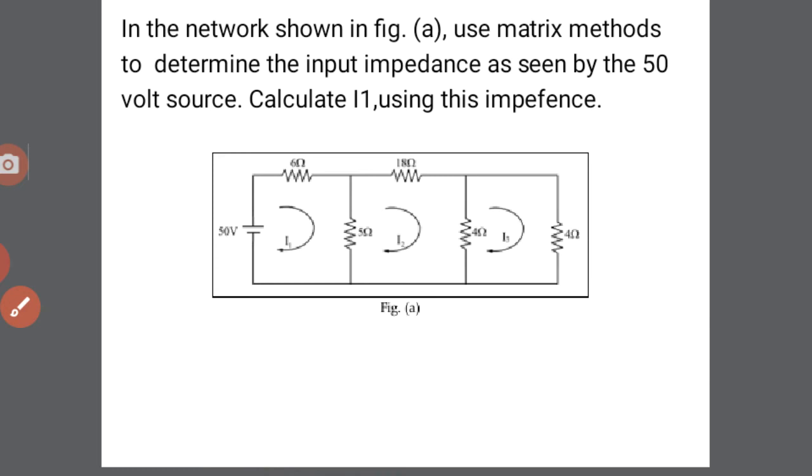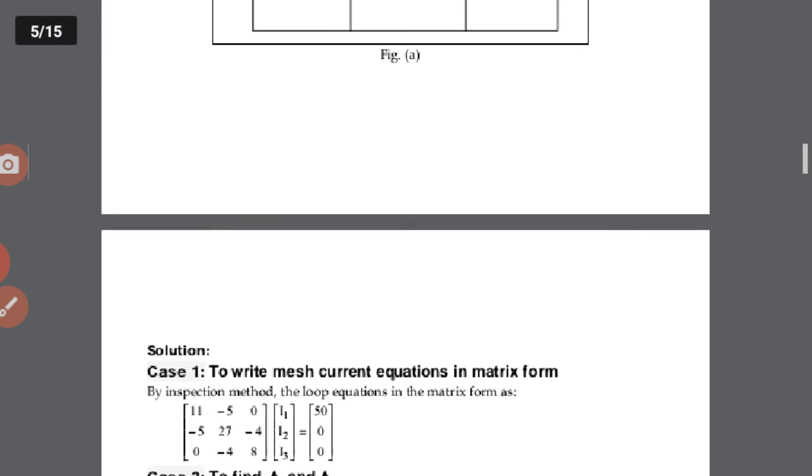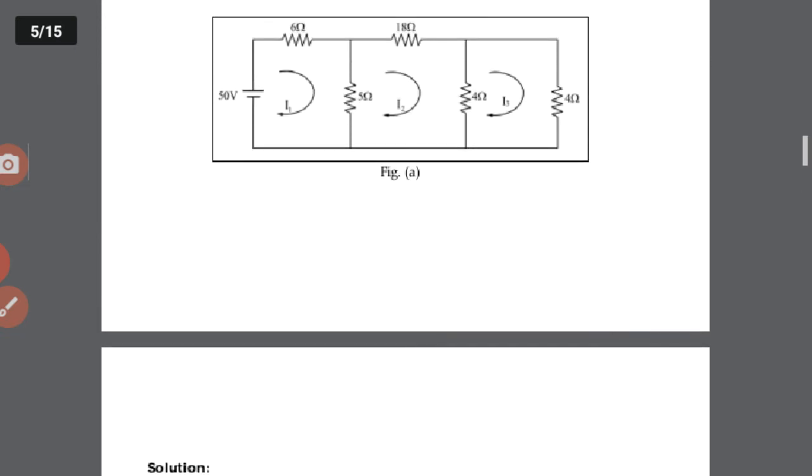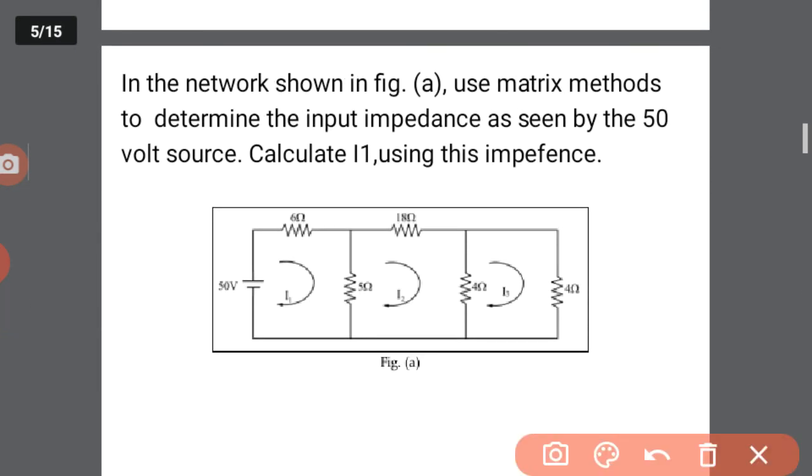For that purpose, again we have to write the equations by the inspection method and put them into matrix form. For loop 1, the self impedance is 6 ohms plus 5 ohms, that is equal to 11 ohms. Next, Z12 is equal to minus 5. Z13 is equal to 0, because there is no connection between the first loop and the third loop.